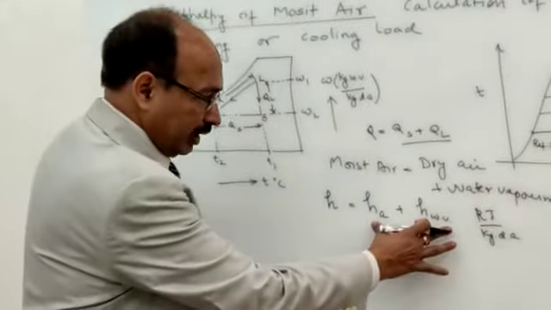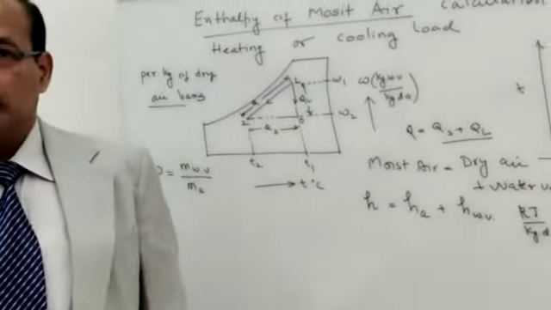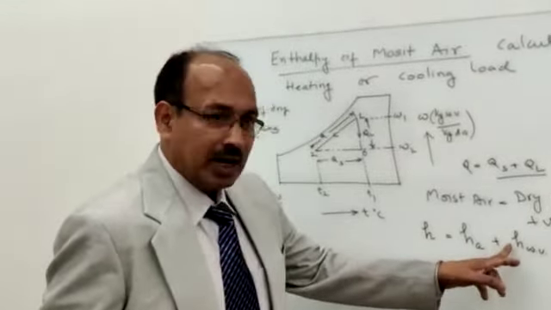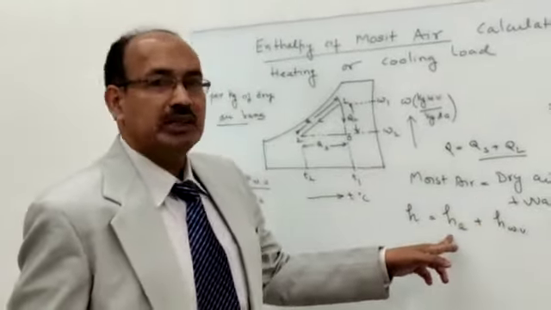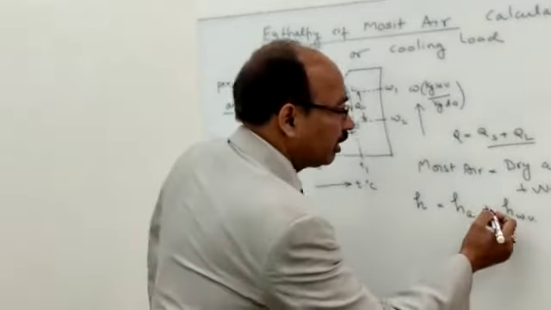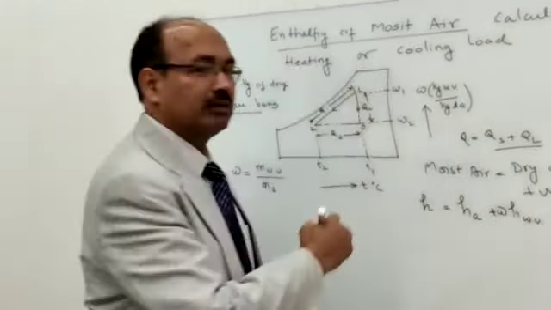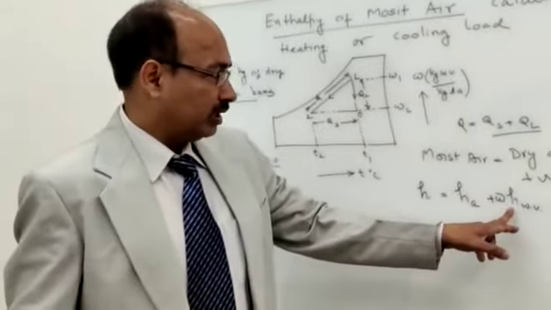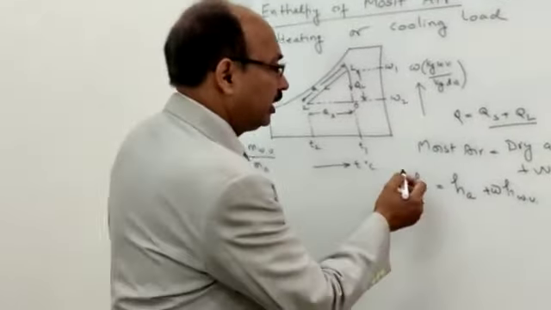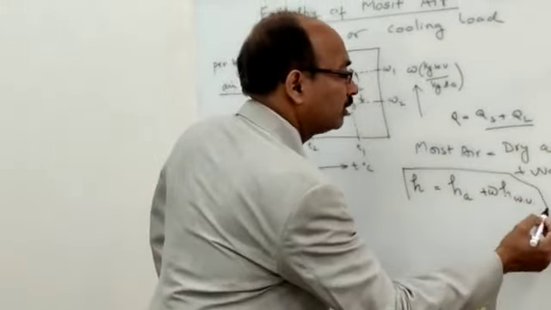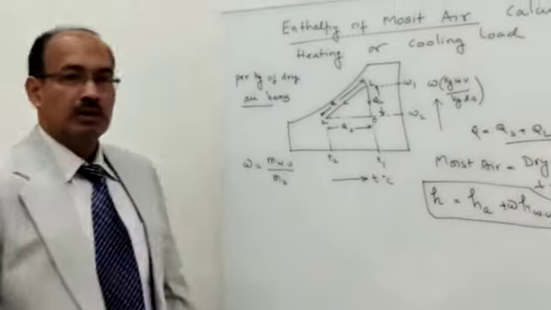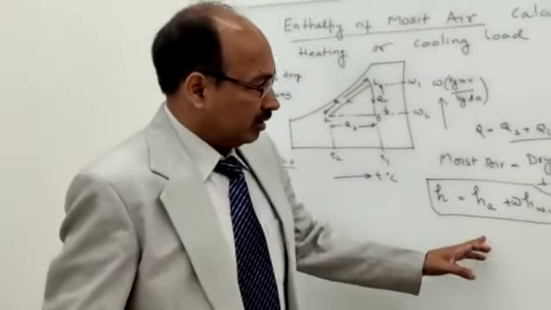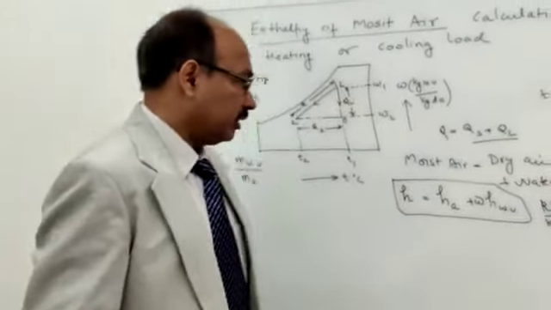So this equation has some error, and what is that error? You must here add how much is the water vapor part per kg of dry air. So we write omega here. So that means this is the total enthalpy of a moist air sample in kilojoule per kg of dry air.